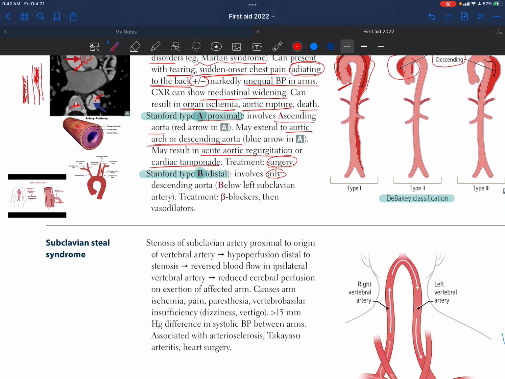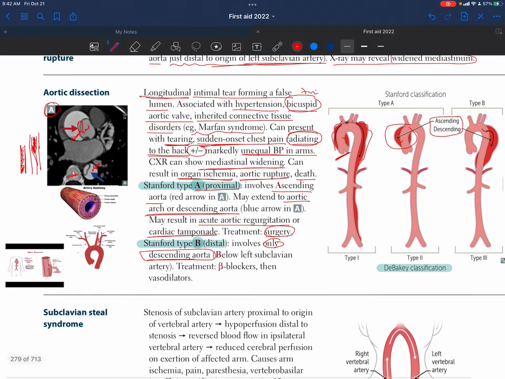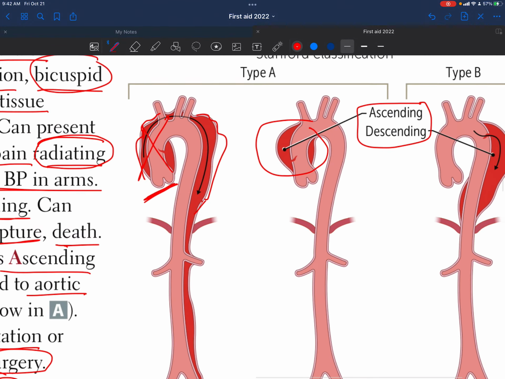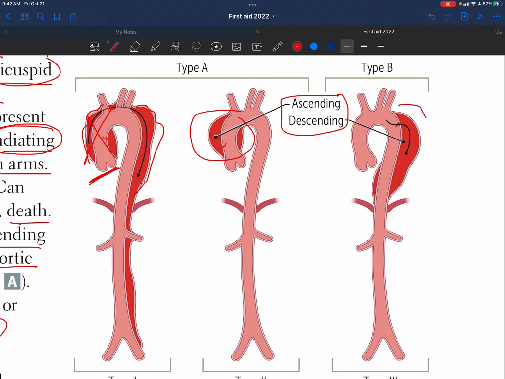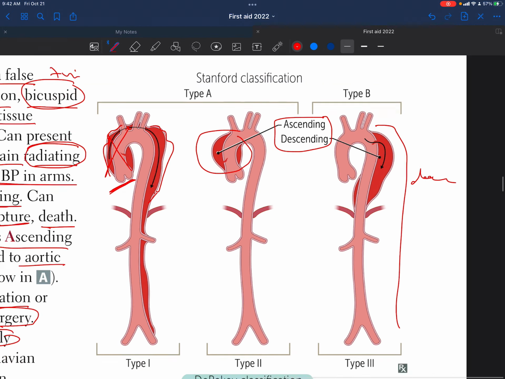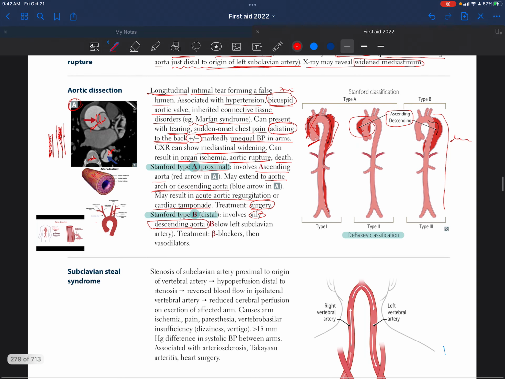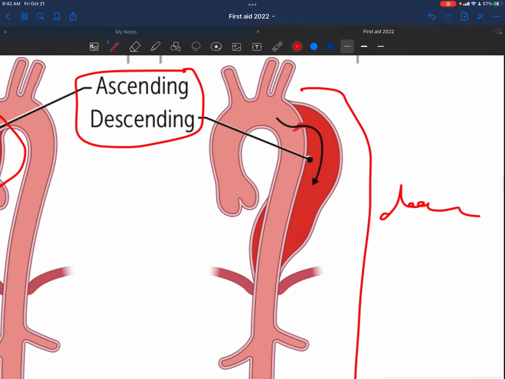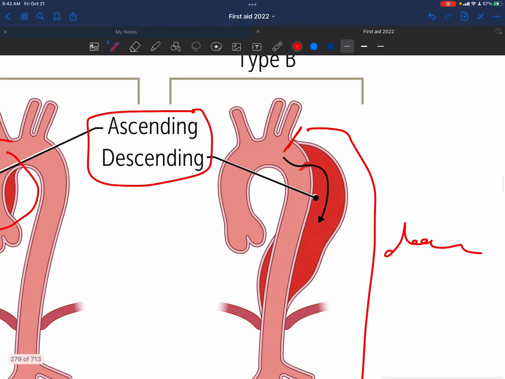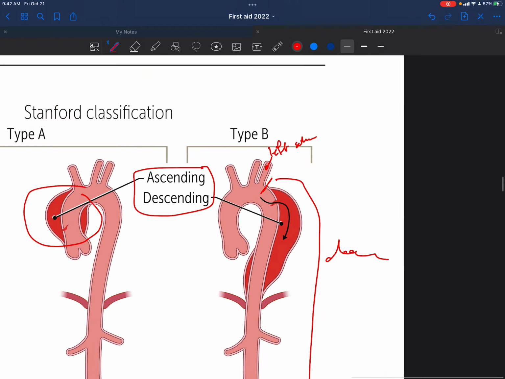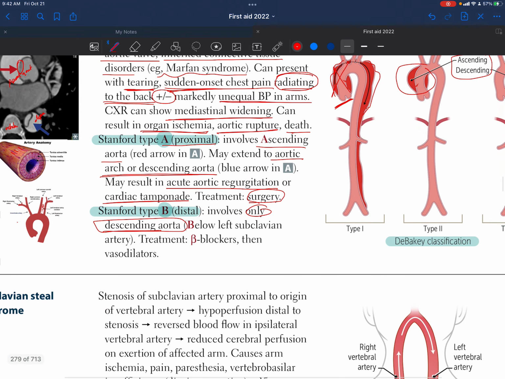For Stanford type B, it involves only the descending aorta. It should not involve the ascending aorta at all, it should not involve this part at all. That's why, there you go, this is type B. This is the descending aorta, below the left subclavian artery. Yes, of course, the descending aorta starts below the left subclavian artery. This is the left subclavian artery, so it starts below it. The treatments are beta blockers, then vasodilators.